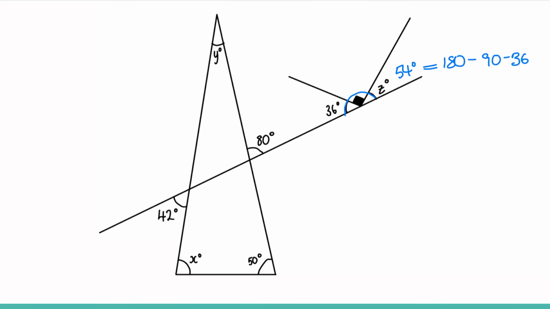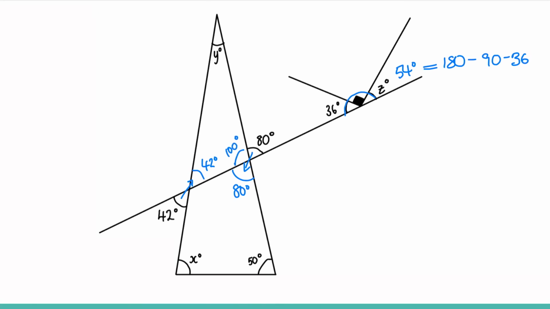For Y and X, I'm going to need some more information. So I can see here we've got a vertically opposite angle, and again here, so this one must be 80 and this one must be 42. I can also find out what this angle here is. We can see that these add up to 180. They're a semicircle. So 180 minus the 80 gives me 100 degrees.